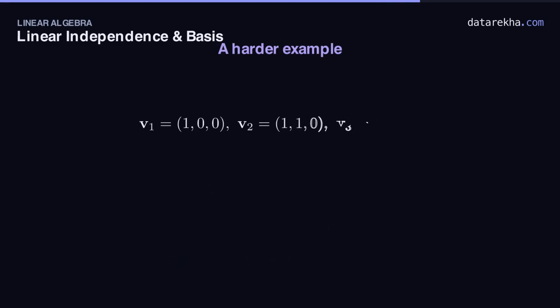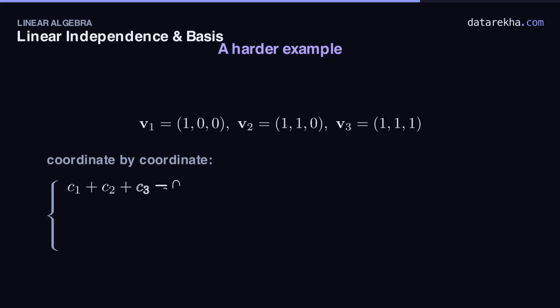Let's step up to 3 vectors in space. (1, 0, 0), (1, 1, 0), and (1, 1, 1). Are they independent? And do they form a basis? Set the combination to 0 and split it into 3 coordinate equations. The first coordinate gives C1 plus C2 plus C3. The second gives C2 plus C3. And the third gives simply C3.